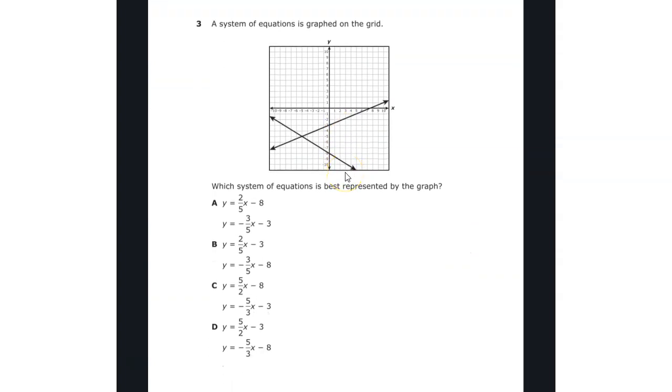Number 3, a system of equations is graphed on the grid. Which system of equations is best represented by the graph? Okay, so the first thing I'm going to do here is try to find the slope of each of these lines. So I'm going to pick up this point right here, this point right here, and then I am also going to pick up this point right here. So we're going to do a rise over run on this right here.